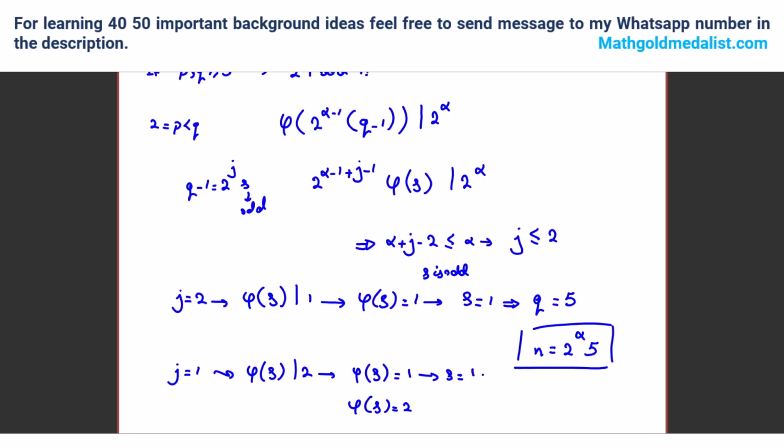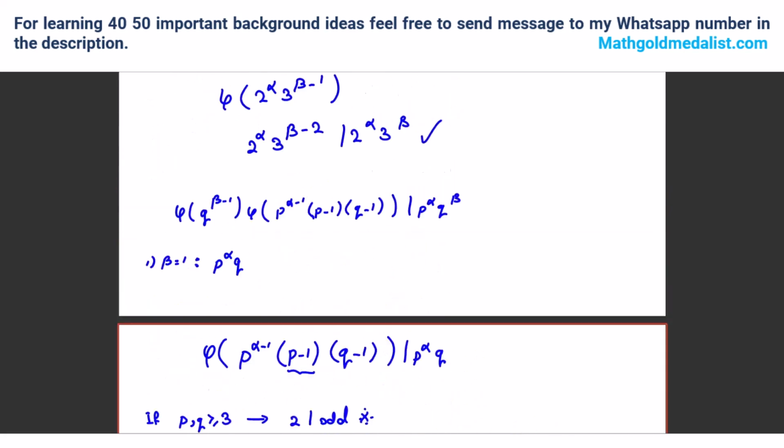S is 1. And q is what? Q is 3. So n is what? 3 raised to alpha times 3. Yes, another. Now, next one.